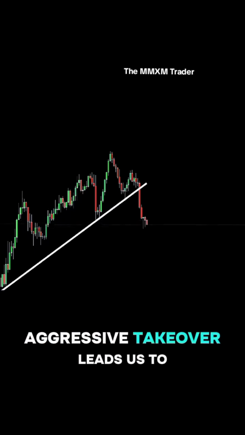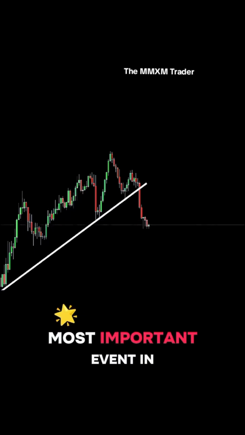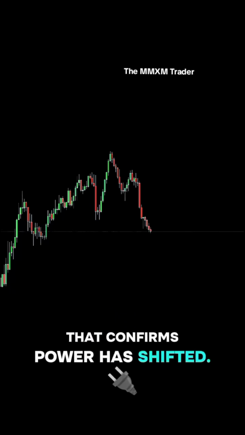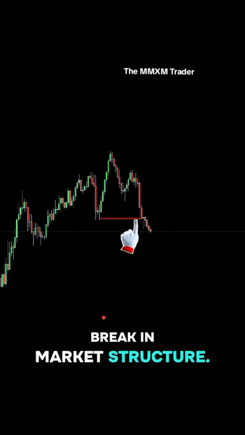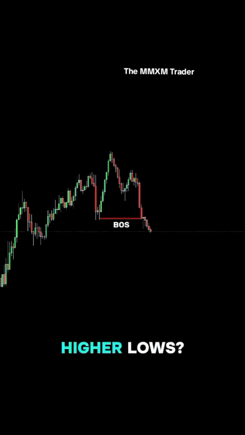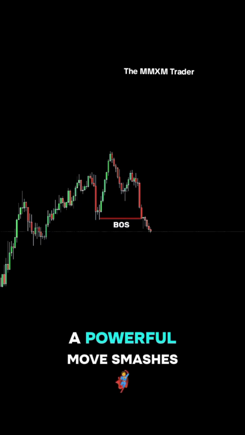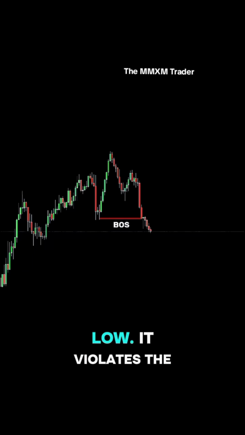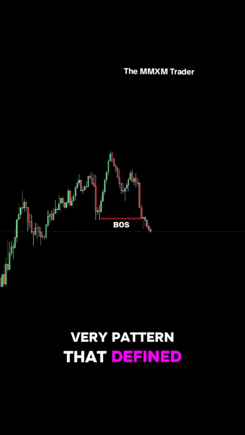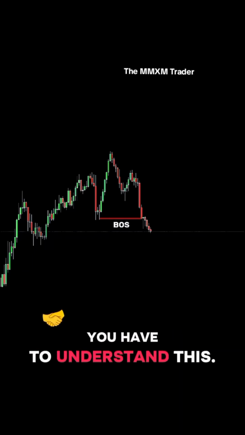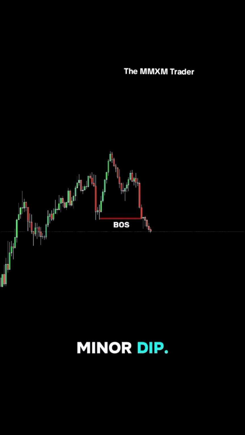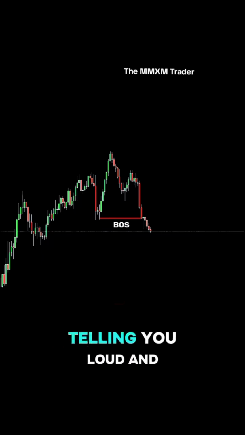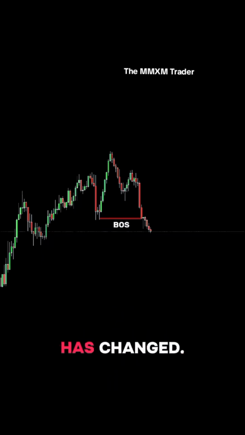This aggressive takeover leads us to the single most important event in this sequence, the moment of truth that confirms power has shifted. We call this a break in market structure. Remember that staircase of higher lows? A break is when a powerful move smashes through that last step, the previous higher low. It violates the very pattern that defined the uptrend. You have to understand this. This isn't just a minor dip. A break like this is a massive signal flare. It is the market telling you loud and clear that the game has changed.